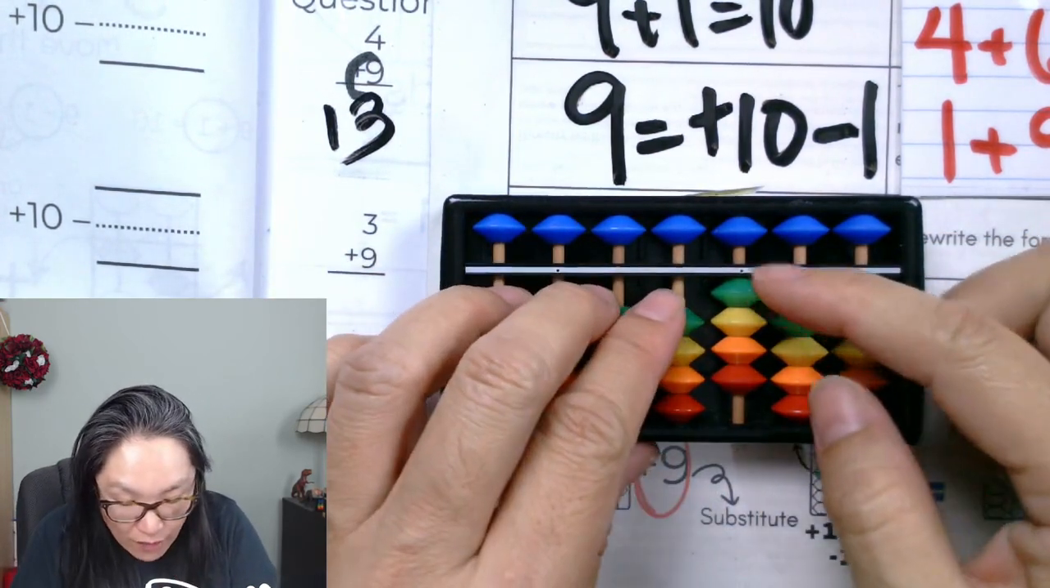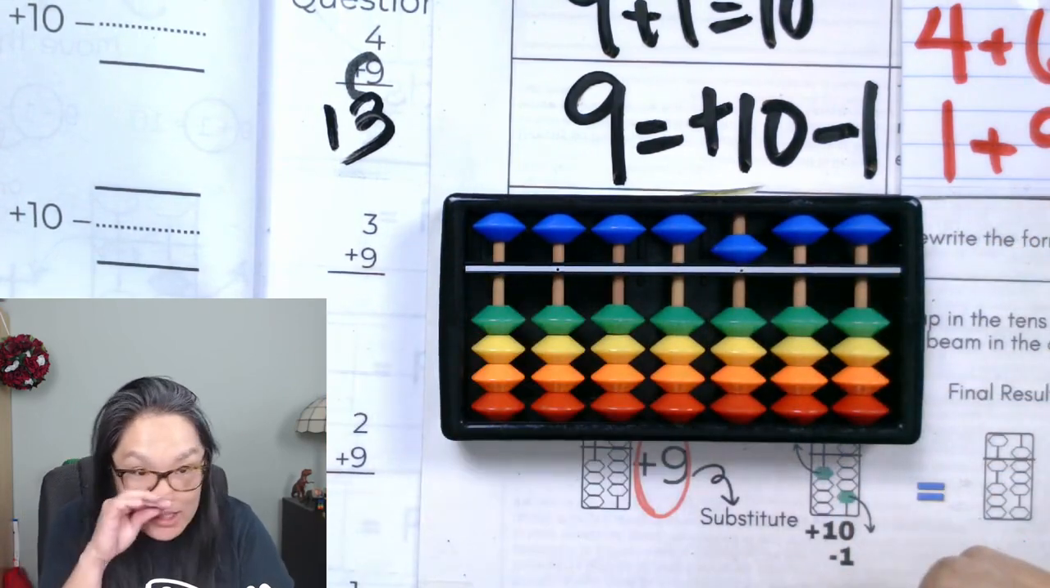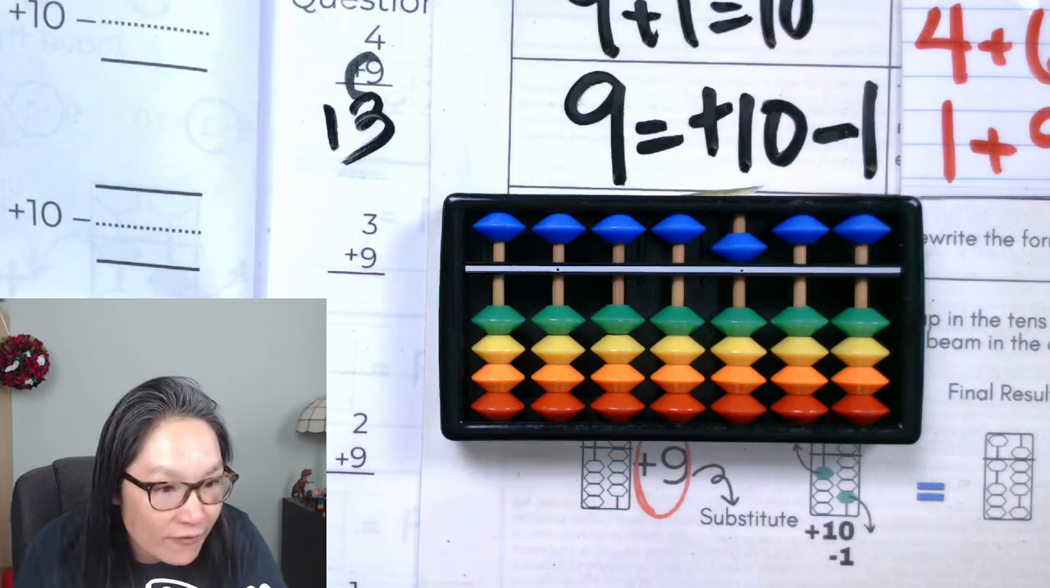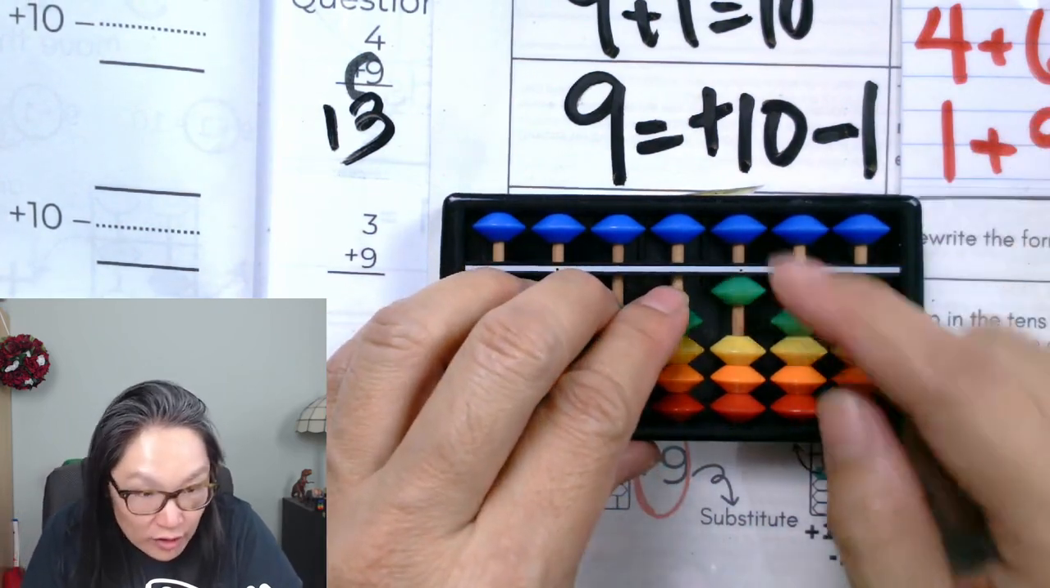So as we go, 4 and then 5. Because this is 5, all the top bead will be a value of 5. So now, if you look, we have 1.